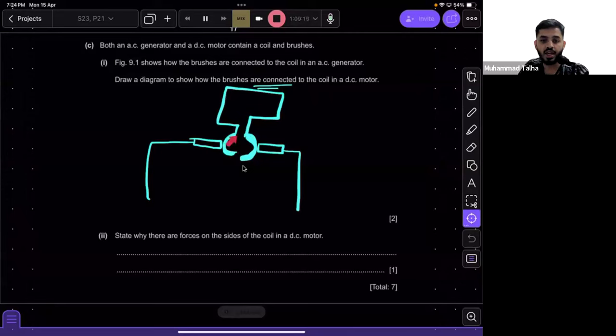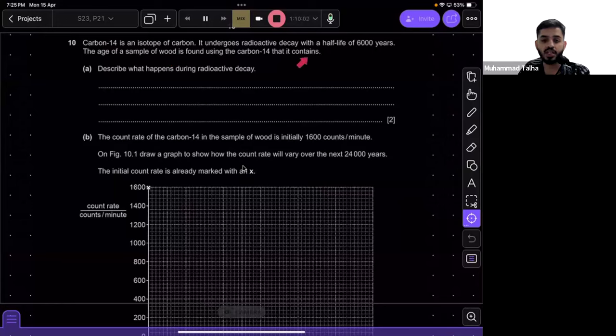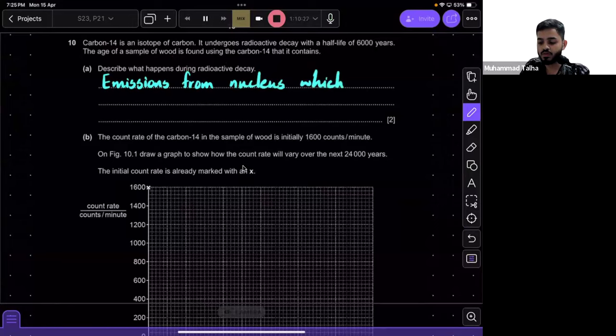All right, 10. Carbon-14 is an isotope of carbon. It undergoes radioactive decay with a half-life of 6,000 years. Age of a sample of wood is found using the carbon-14 that it contains. This is how we do carbon dating. Describe what happens during radioactive decay. So we know that there are emissions from the nucleus because of these changes in the nucleus, which could be either alpha, beta, or gamma.